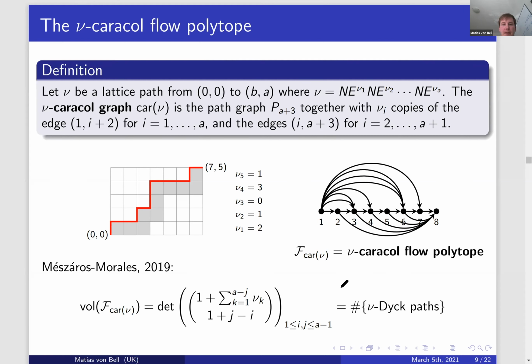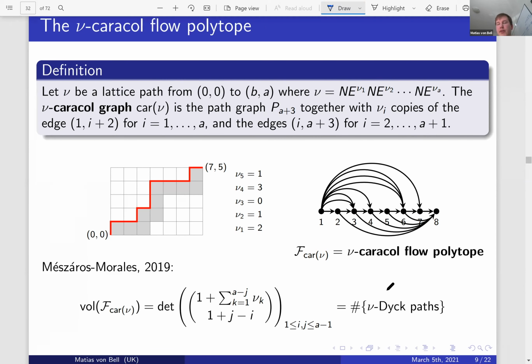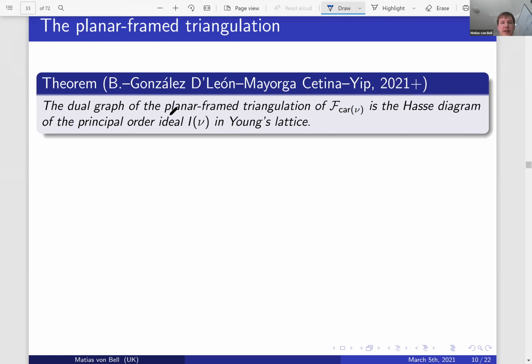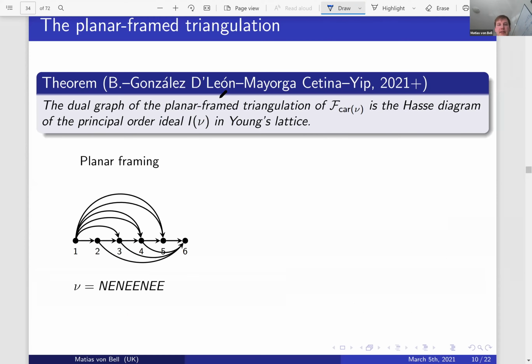Okay, and so this flow polytope is what we're going to be triangulating, and we wanted to think about the dual structures of those triangulations. That's what motivated our study. The first thing that we proved was that the dual graph of the planar framed triangulation of this nu-caracol flow polytope is the Hasse diagram of a principal order ideal generated by nu in Young's lattice.